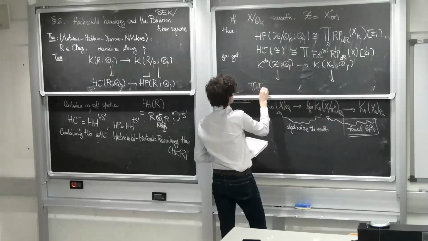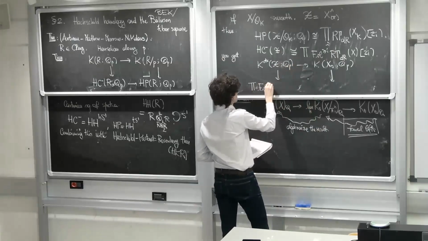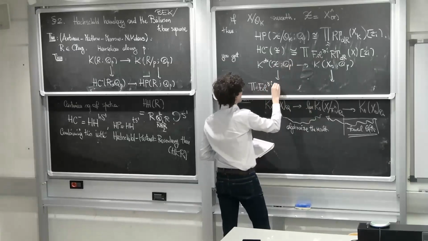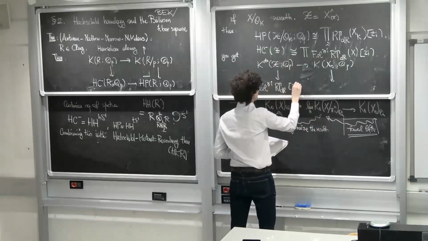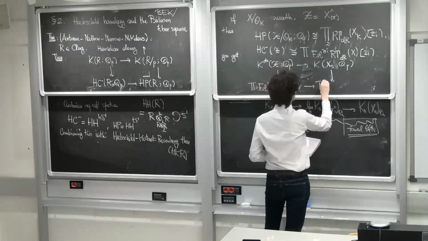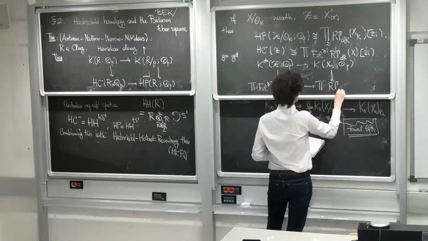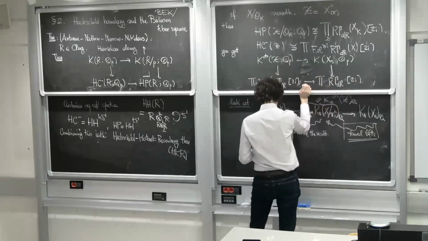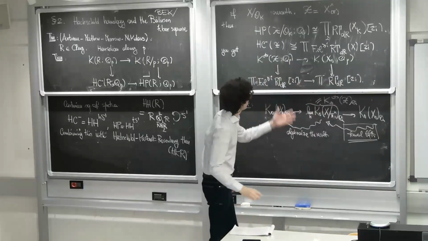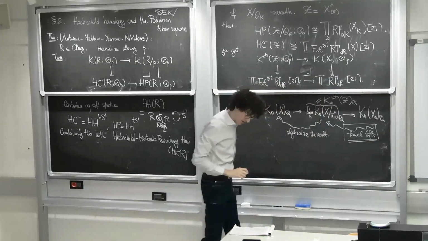Okay, so here you get Fil^i, Fil^{≥i}, RΓ shifted by i, and here you get RΓ shifted. Okay, and the second is the Cartesian square.